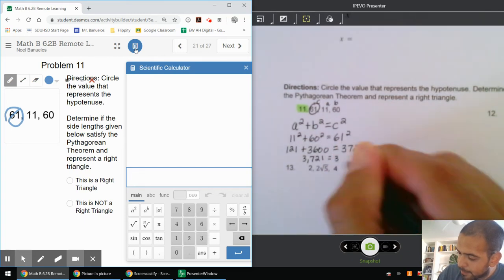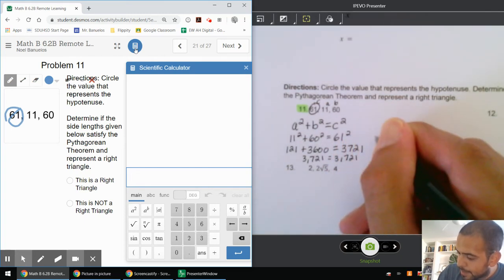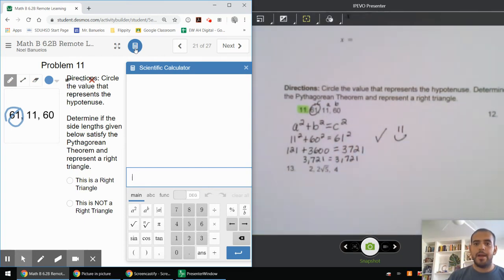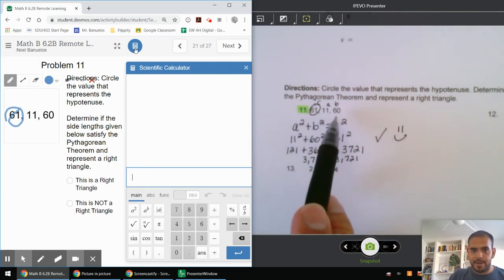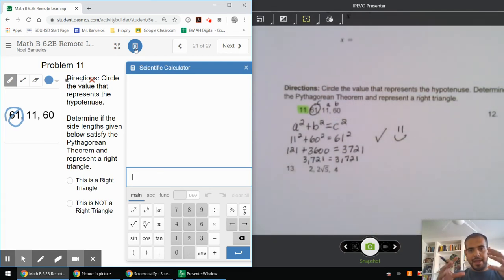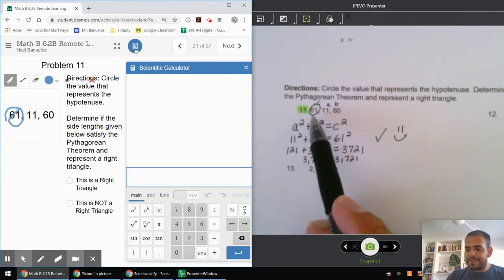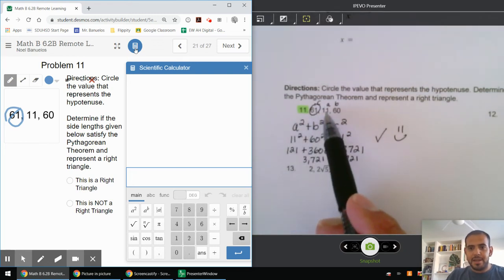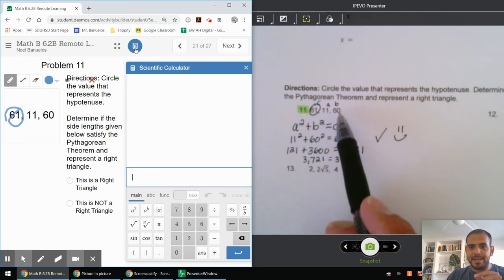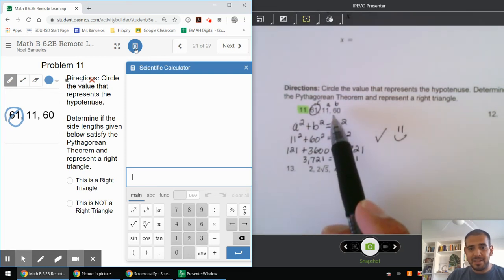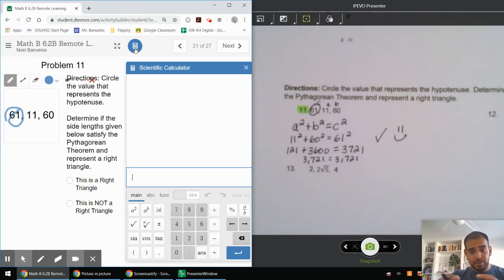So it matches up. This does form a right triangle. These three measurements right here. So if you formed a triangle and I gave you a stick that was 61 inches, a stick that was 11 inches, and a stick that was 60 inches, it would form a right triangle. There would be a triangle, and one of the measurements of its angles would be 90 degrees. Okay, so that's how you would approach these problems.